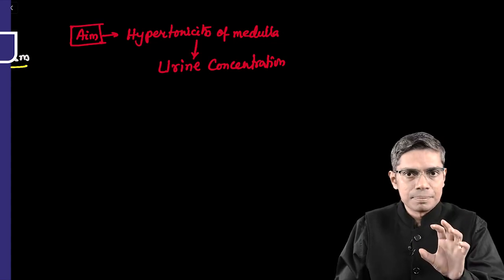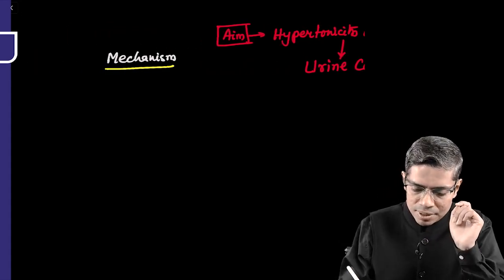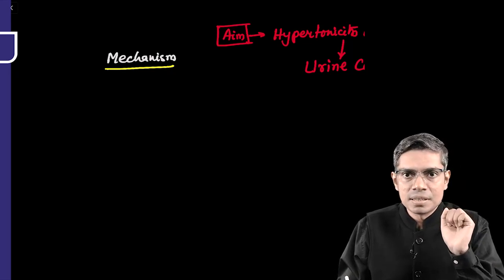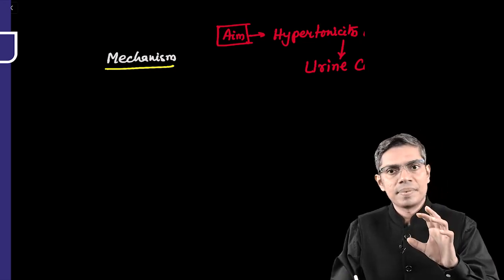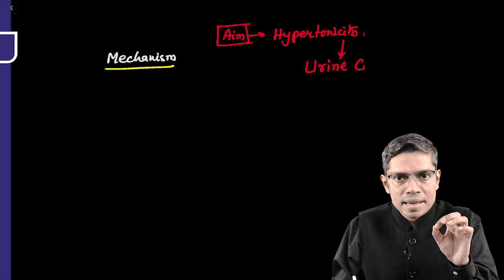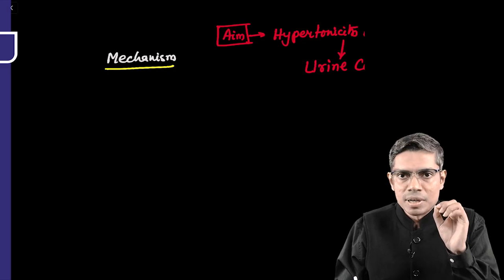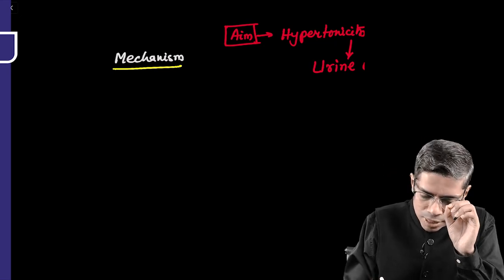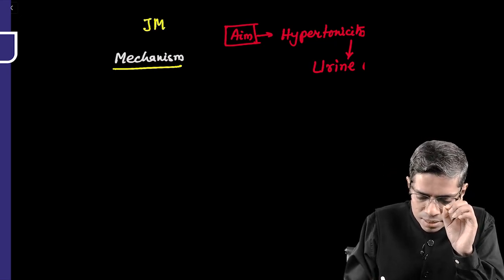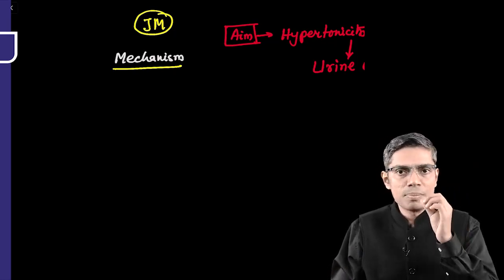Now, this mechanism is working in which type of nephron? We know cortical nephron is there and juxtamedullary nephron is there. The juxtamedullary nephron contains a long loop of Henle and long peritubular capillary. That long loop of Henle and long peritubular capillary are responsible for this countercurrent mechanism. So you have to remember that this mechanism works in the juxtamedullary type of nephron.